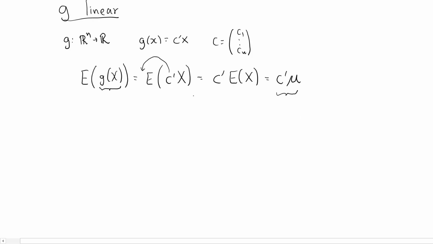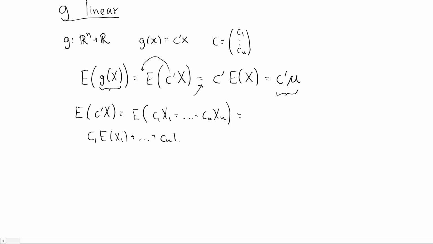It's not hard to see exactly why we can move this c outside the expectation. The expected value of c prime x is the expected value of c1 x1 plus through cn xn. Since this is a linear function of n random variables, I know that this is equal to c1 expected value of x1 plus through cn expected value of xn, which in vector notation is precisely c prime E of x.